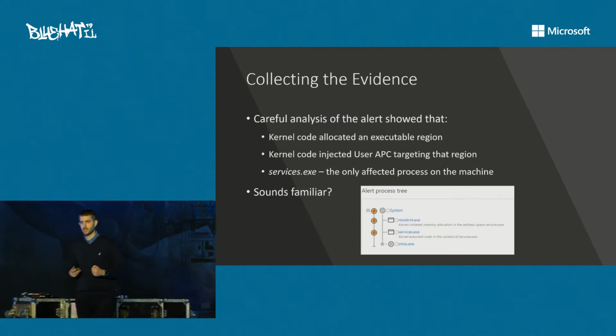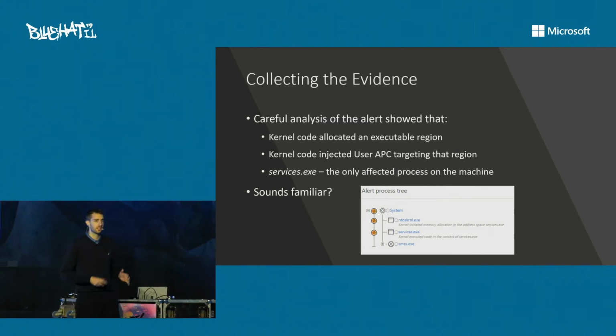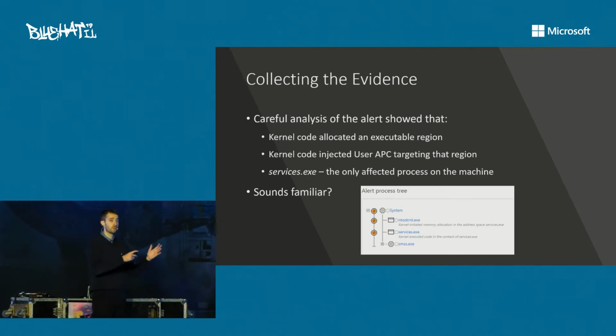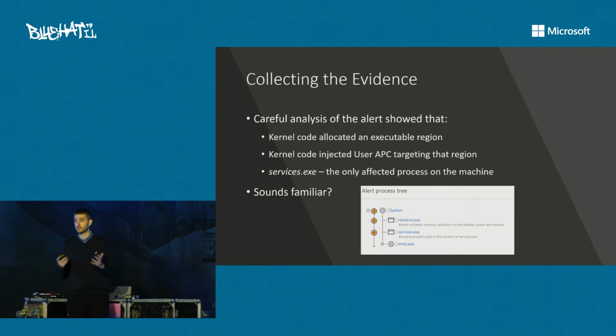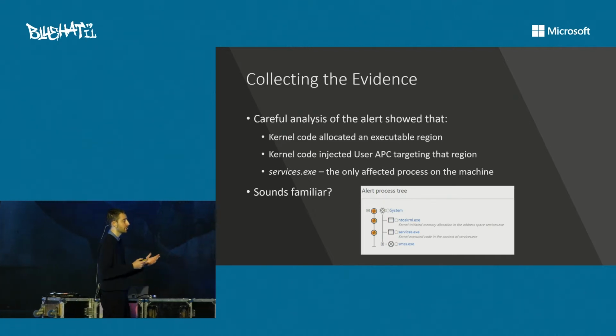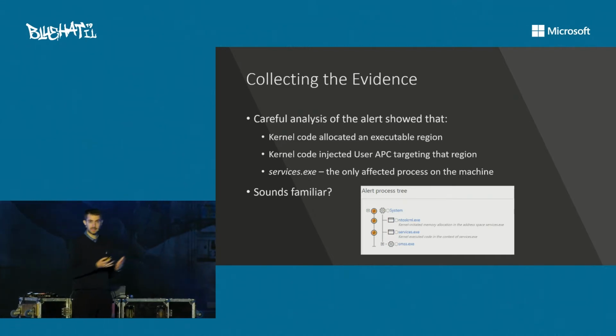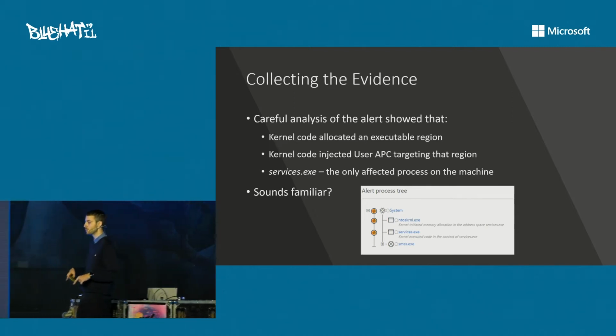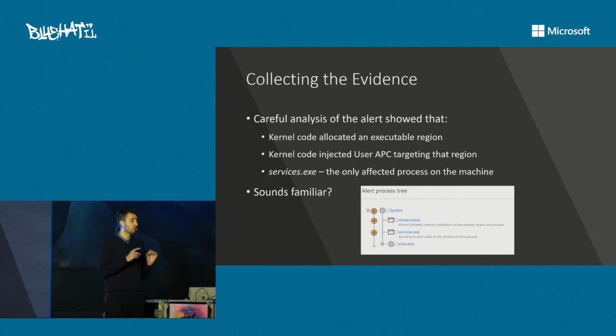When I examined the alert artifacts, I learned that kernel code was allocating an executable memory region in the address space of the services process. Then, kernel code injected a user APC into an arbitrary thread in services, which means that this is some sort of kernel to user code injection, the APC injection we've seen before in Double Pulsar. But the thing that drew my attention the most was the fact that services was the only affected process in that system.